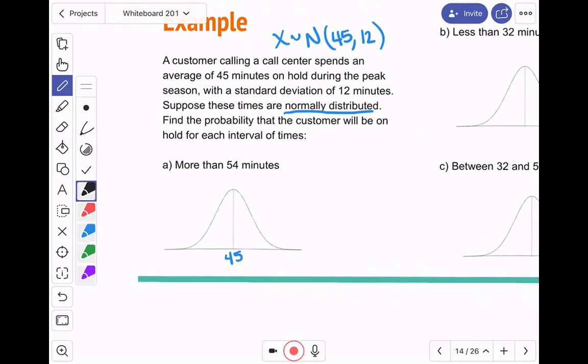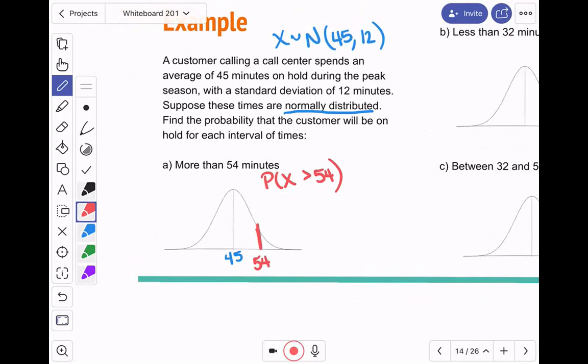I want to find the probability of getting a time that is more than 54 minutes. I want the probability of X to be greater than 54. Where does that 54 fall, right or left of 45? To the right. It falls somewhere over there to the right. We don't really care where exactly, just somewhere on the right.